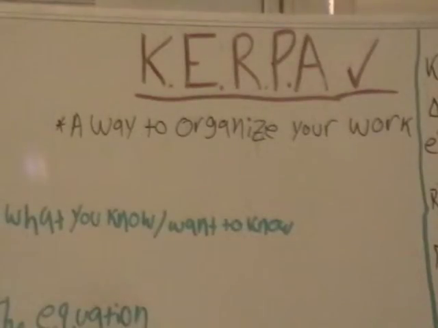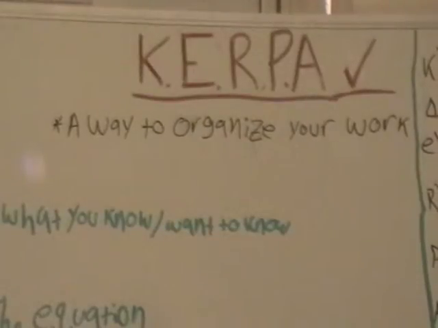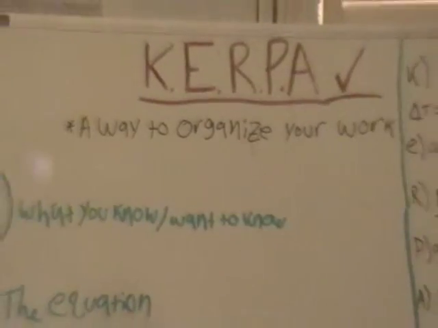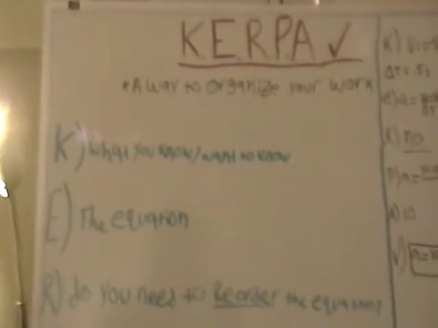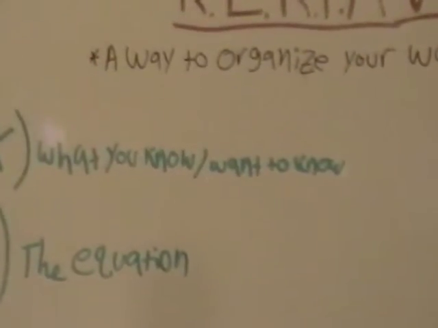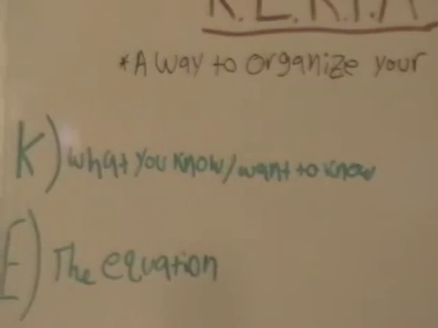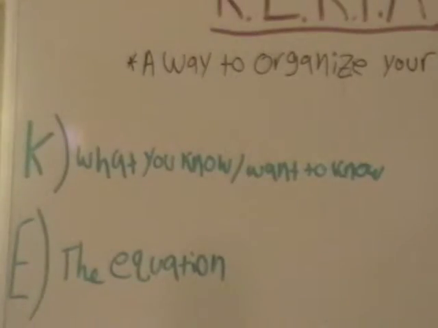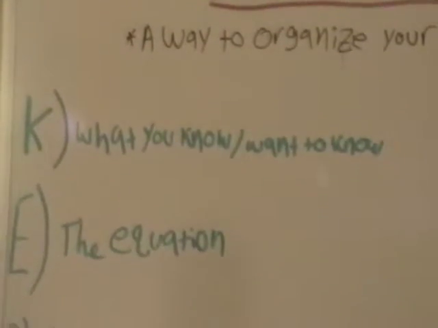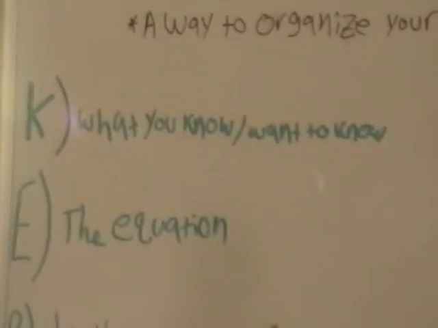in science mostly. In this example I'm going to be using it in physics. So it's really easy what the method is. So I'll go over that really quick. Each letter stands for something. So the K in KERPA is what we know or what we want to know. The E is the equation that we'll be using.